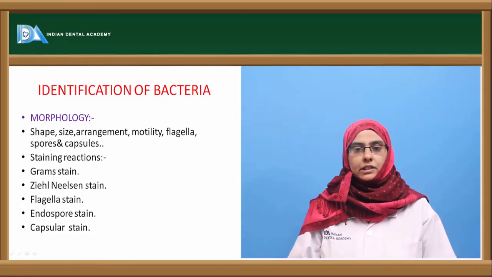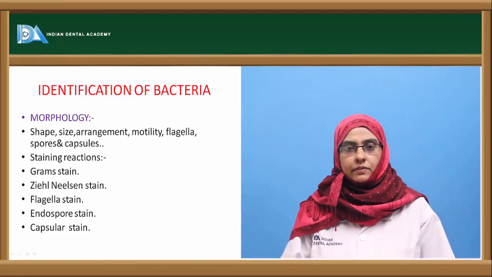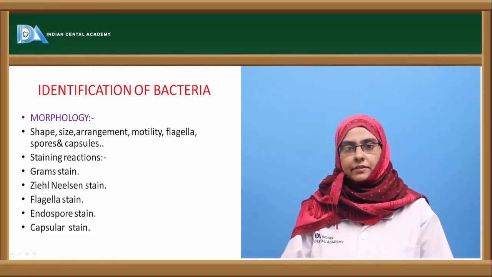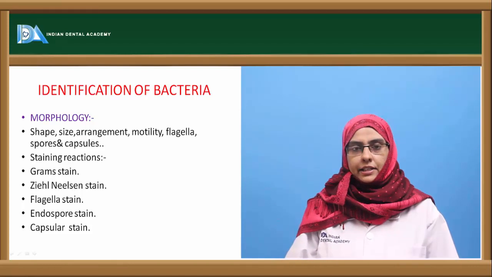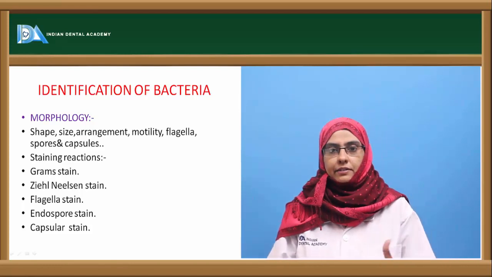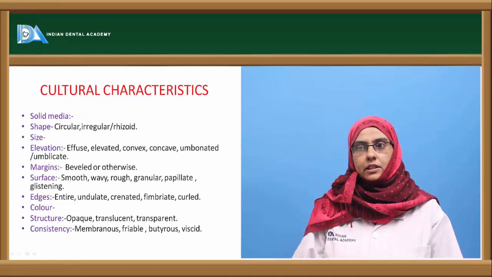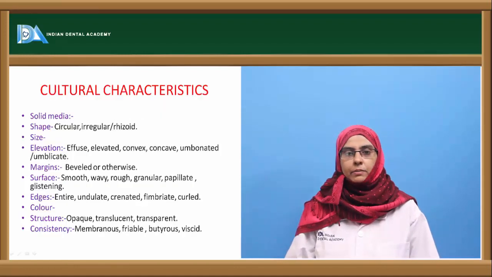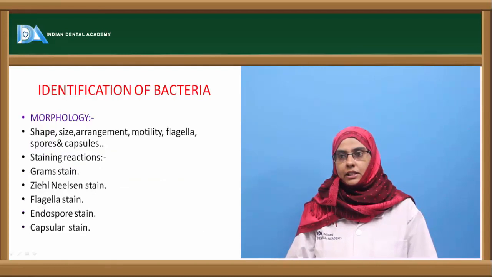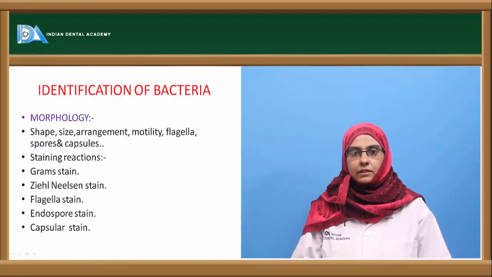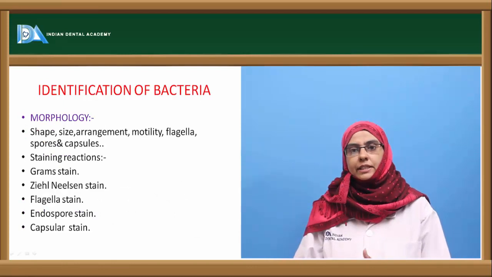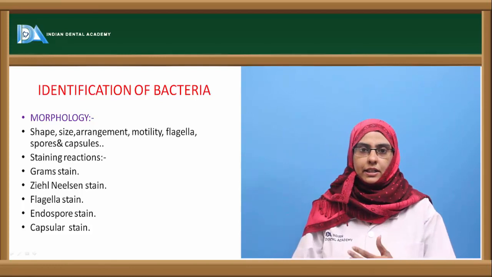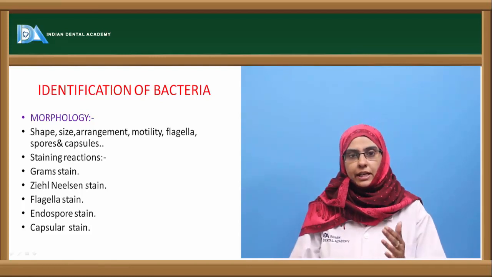Apart from that, you have other organisms also that cause different types of infection. For them, we have other techniques that can be used to identify the organism. But bacteria can be identified based on the morphology, the colony characteristics or cultural characteristics, and the other biochemical tests. So starting with morphology, I will start with the shape, size, arrangement, motility, presence or absence of flagella, presence or absence of spores or capsules. Based upon them you can identify the organism.